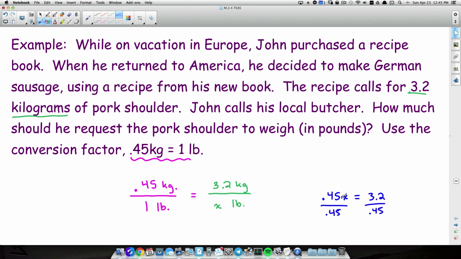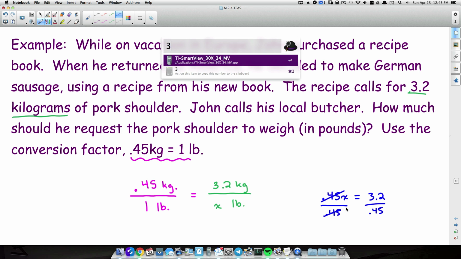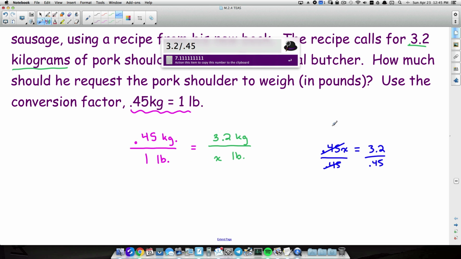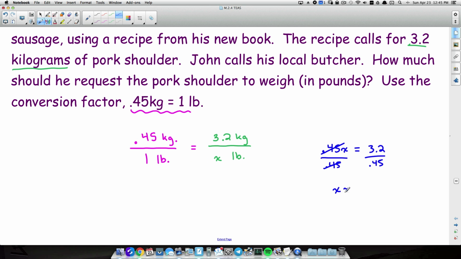You have seen this in earlier TEAS videos where we solved some proportions. So let's pull up the calculator and do 3.2 divided by 0.45. We're looking at roughly, could he get away with 7 pounds? Yeah, I think his German sausage would turn out just fine. But if you want to be real precise, tell the butcher, hey, I need 7.111111 pounds. What's the butcher going to do? He's probably going to do 7 pounds. So for 3.2 kilograms, when we solve this, x is approximately 7 pounds. That's what he needs to tell the butcher to cut a pork shoulder that is roughly 7 pounds.